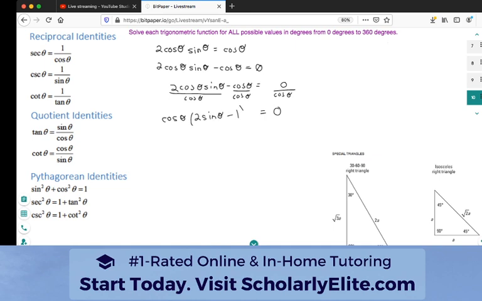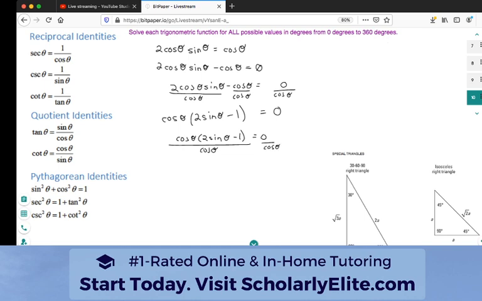theta minus 1. Now, this is where things get a little bit interesting. Because one side is equal to 0, I can actually just start dividing stuff off, and it gets rid of it completely. And I'll show you what I mean. I'm going to divide both sides of this equation by cos. Cos of theta, 2 sine theta minus 1 equals 0. Okay, divide both sides.